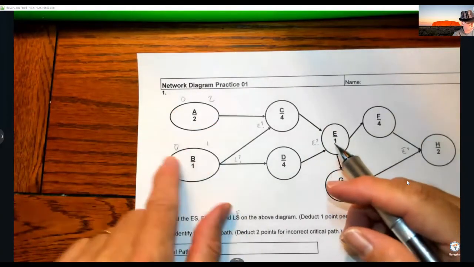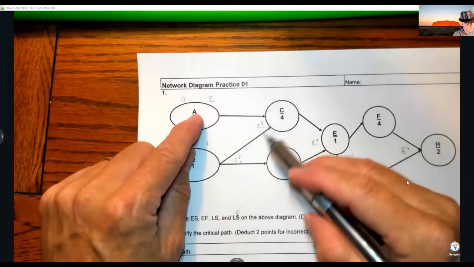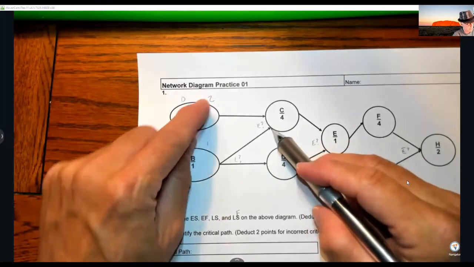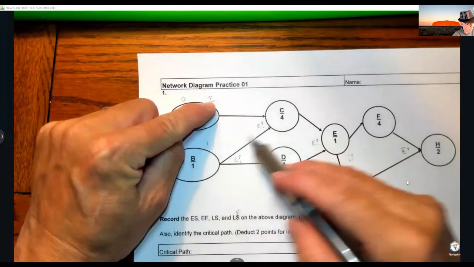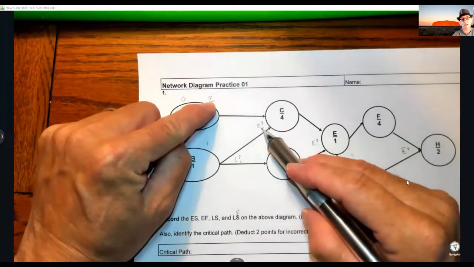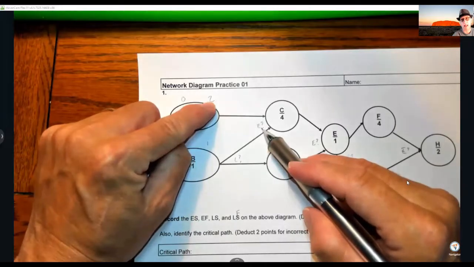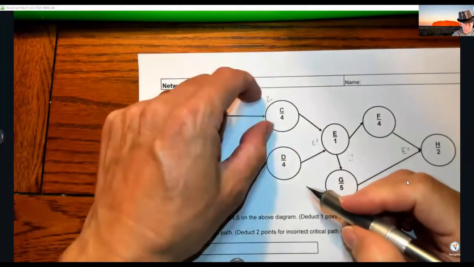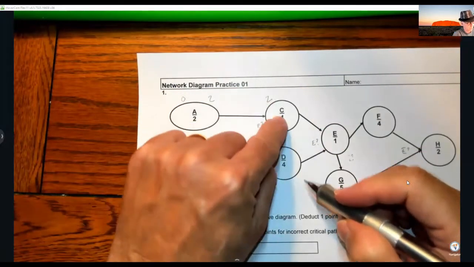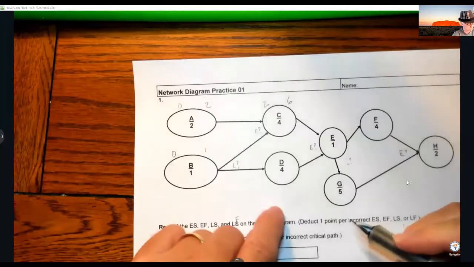So 0, 2, 0, 1. Here's my decision for this one. I say I have 2 coming out of here. I have 1 coming out of here. For the E's, remember you choose the bigger because L's have small, 2 L's in them, smaller, okay? So the L is the smaller because it has 2 L's in it. So I choose the bigger. I choose 2 over 1 because they both feed into this. 2 plus 4 is 6.